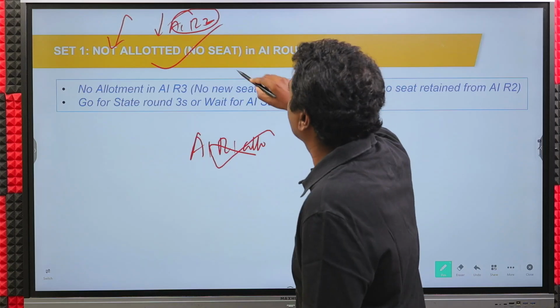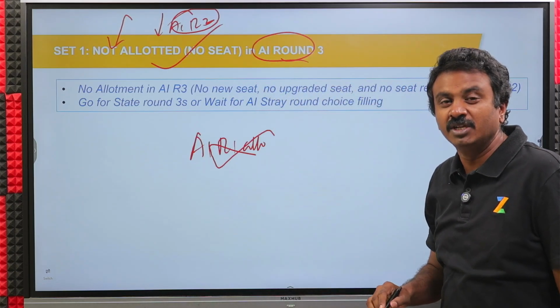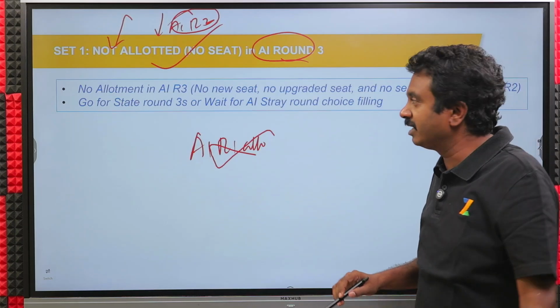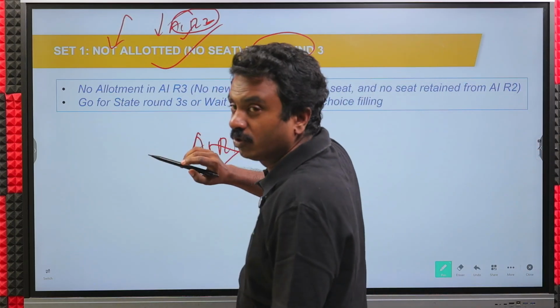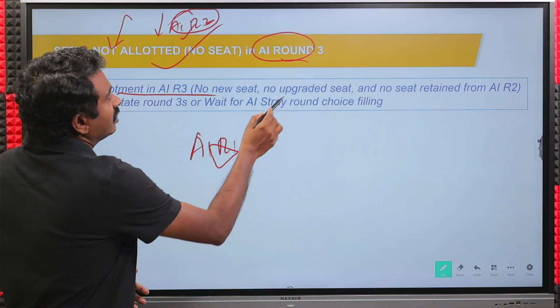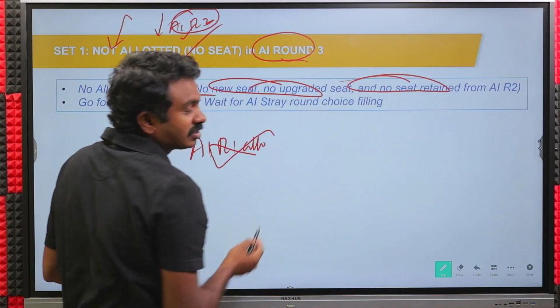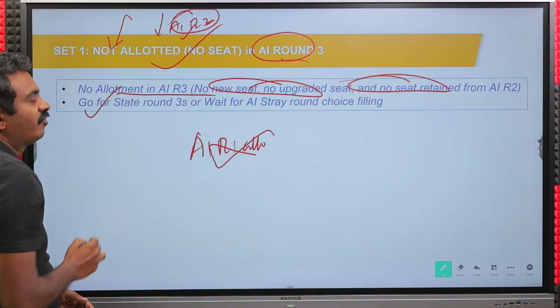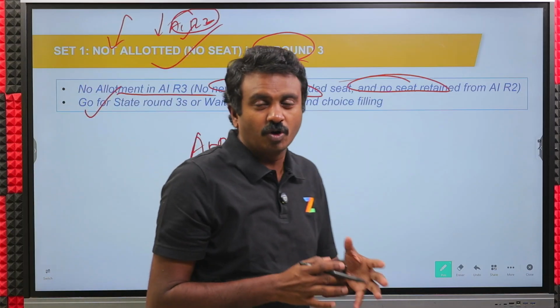Now too, they are not allotted. In All India round 3, you don't have an allotment. So basically what happened earlier does not make sense. When you entered All India round 3, you did not have a seat. Now too, you are not allotted in All India round 3. Then no new seat, no upgraded seat, no seat retained from All India round 2. Go for state round 3. If in state round 3 you are eligible, go for state round 3.